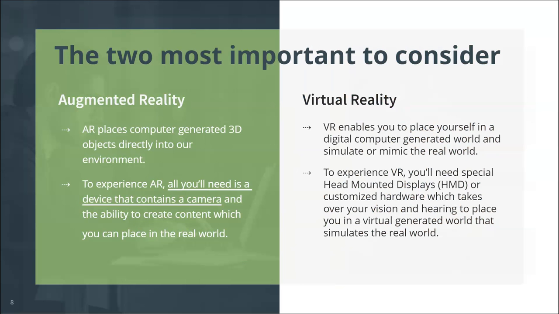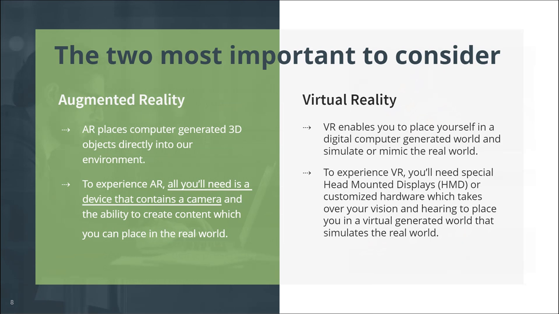Let's differentiate them both: augmented reality and virtual reality. As I said before, AR places computer generated 3D objects directly into our environment, and VR enables you to place yourself in a digital computer generated world. What does this mean? In AR, we make a two-dimensional or three-dimensional object using any of the software, and we make that object come to our real world. So what is our real world? The real world is our surroundings or our environment.